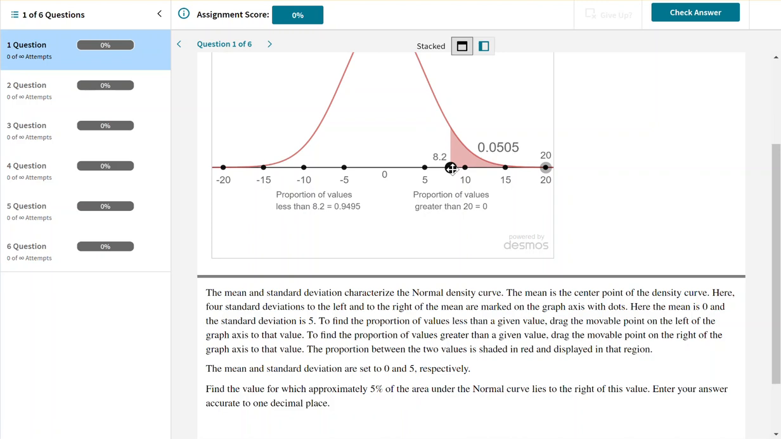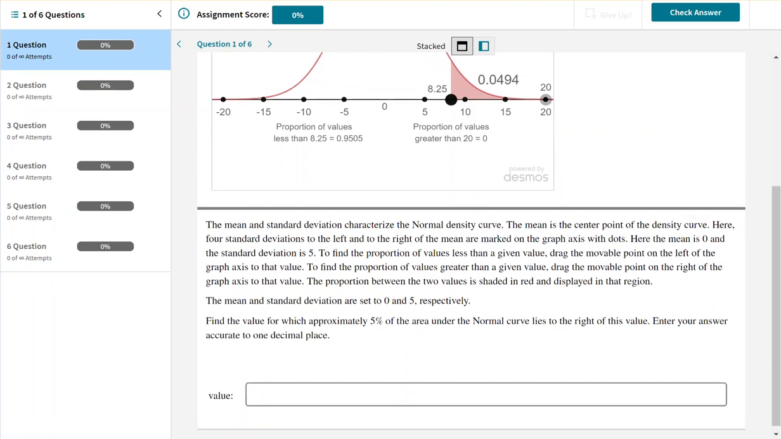Right in there somewhere. 8.2 seems pretty close. 8.2, maybe 8.3. Can I get to 8.3? 8.25? Oh, too far. 8.35 is too much. 8.225 is a little bit too small. So somewhere around 8.2 is roughly where we get 5% in that upper tail.